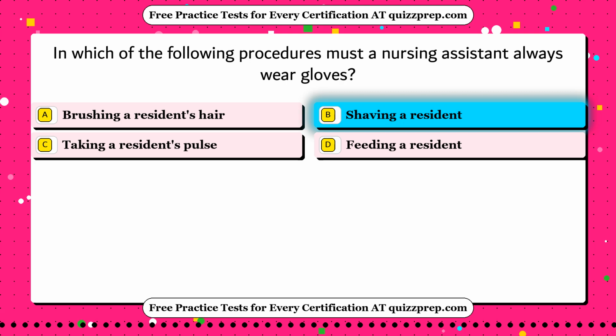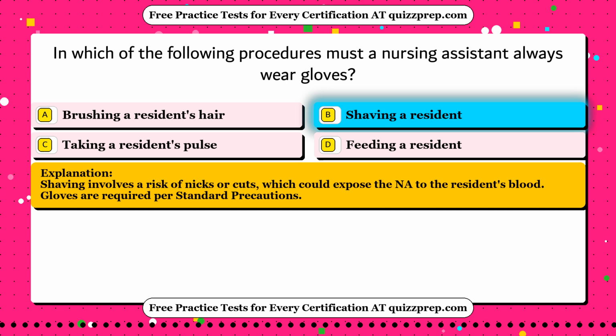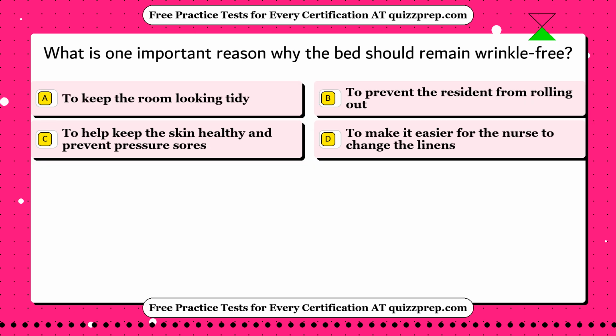The correct answer is option B, shaving a resident. Shaving involves a risk of nicks or cuts, which could expose the nursing assistant to the resident's blood. Gloves are required per standard precautions. Question 98. What is one important reason why the bed should remain wrinkle-free? Option A, to keep the room looking tidy. Option B, to prevent the resident from rolling out. Option C, to help keep the skin healthy and prevent pressure sores. Option D, to make it easier for the nurse to change the linens.